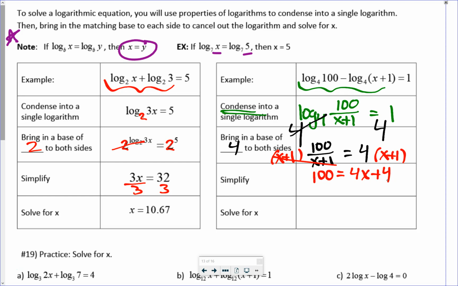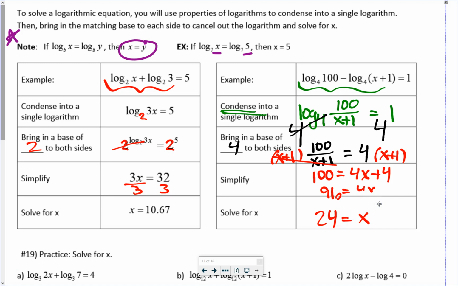Now what do we do? And then x is 24. Oh, I shouldn't have circled that yet. Hold on, we should always check my answers. Before I circle it, we should check it first.